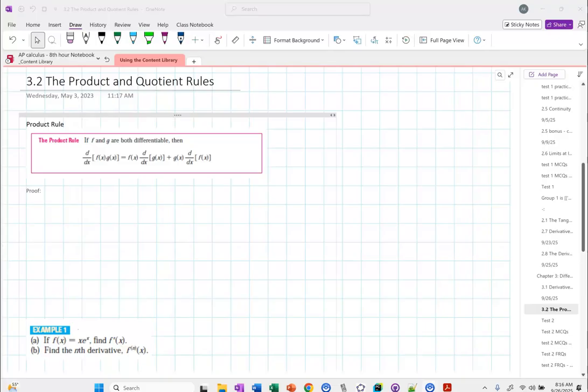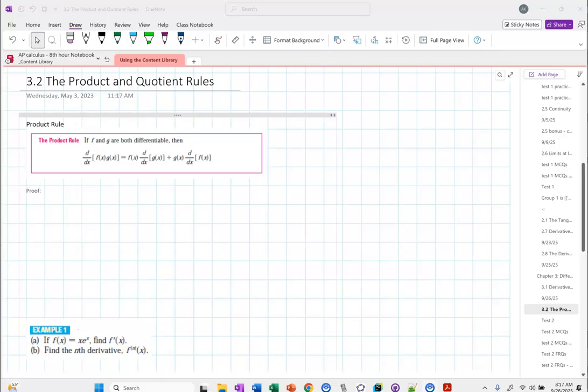So today, we're going to talk about the product and quotient rules for derivatives. So essentially, we're going to cover if I have the product of 2 functions, how do I do that? Or if I have the quotient of 2 distinct functions, how do I do that?